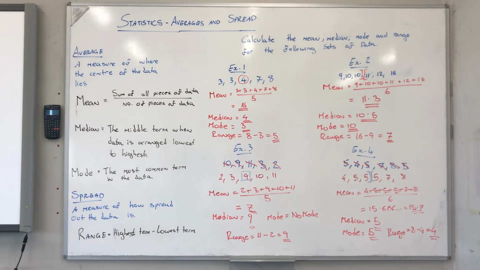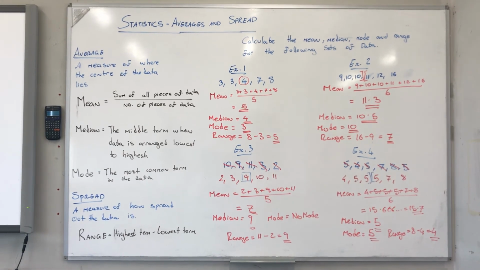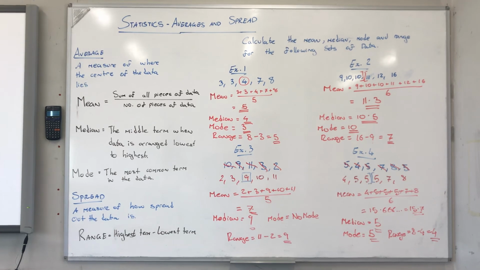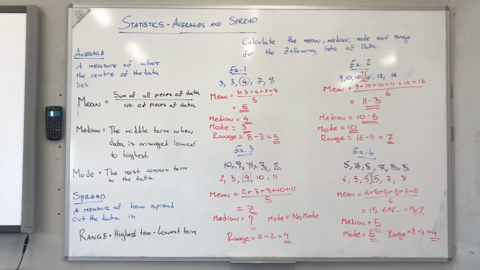And so the last one there, firstly I put them into numerical order, so I ended up with 4, 5, 5, 5, 7, 8. Add them all up and I divide that by 6, giving me 15.6666, which then rounds to 1 decimal place is 15.7.